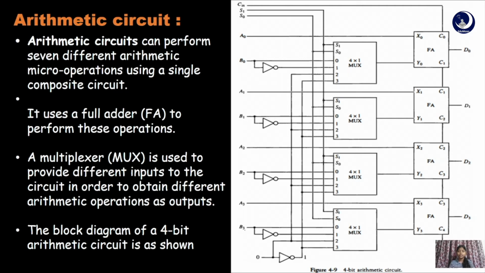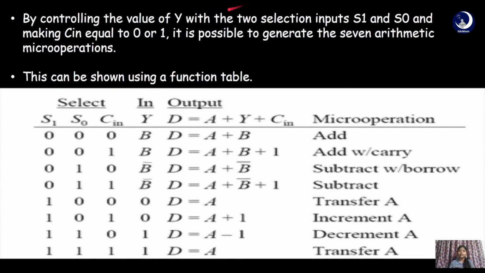Now let us see the functionality of a 4-bit arithmetic circuit. The functionality is completely based on the two selection inputs S1 and S0 and also the carry input Cin. By controlling the value of y with the two selection inputs S1 and S0 and making Cin equal to 0 or 1, it is possible to generate the 7 arithmetic micro operations. This can be shown using a function table. Here we have two select inputs S1 and S0 and also a carry input Cin. These 3 binary variables have 8 possible outcomes, that is, 000 to 111.